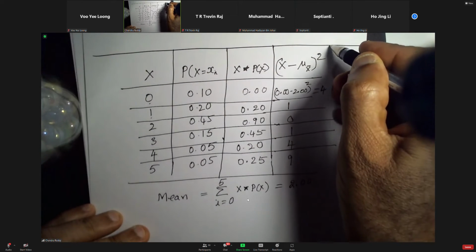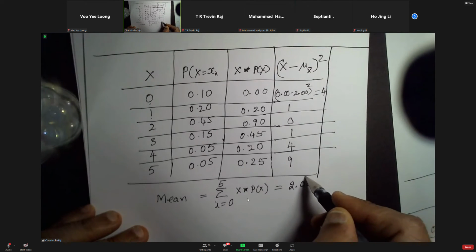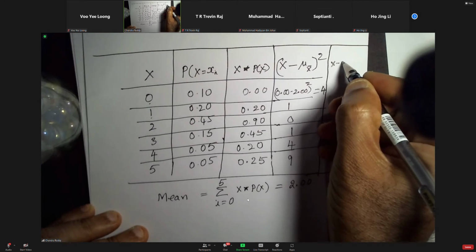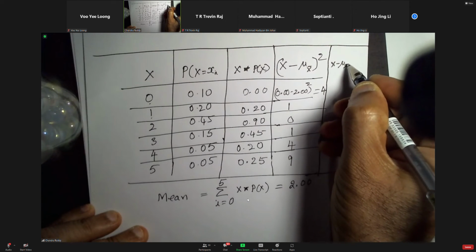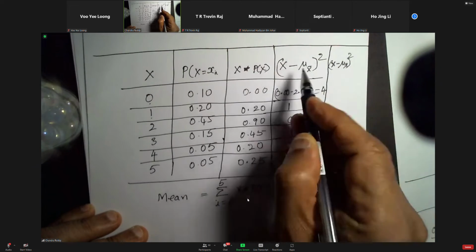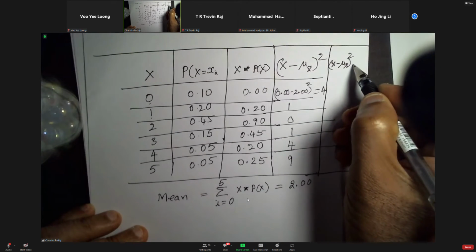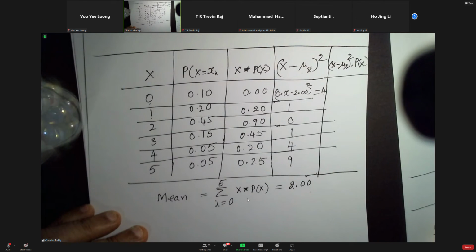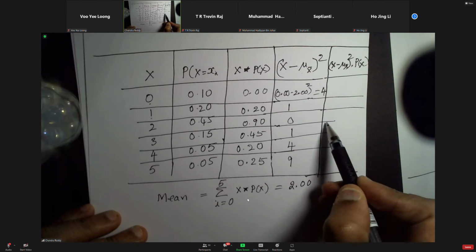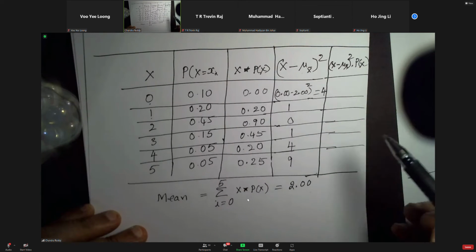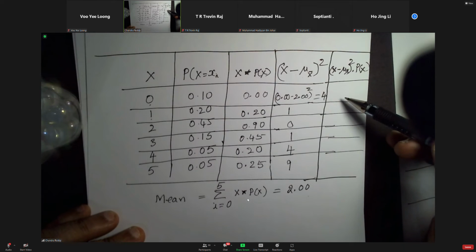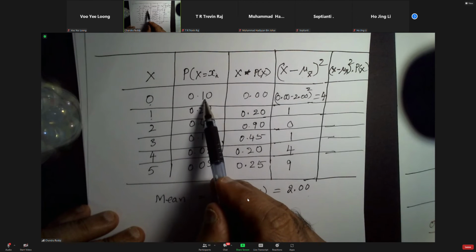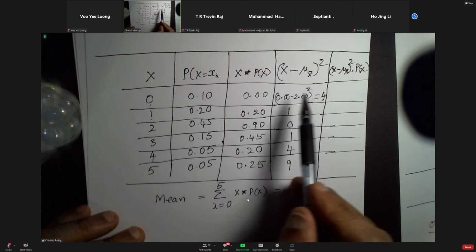Okay, so then you need to prepare one more column. This column is x minus mu x whole square, multiplied by the probability of x. So whatever we have done under the previous column, multiplied by the probability of x. I'll wait for your answer. Please let me know what is the first answer. X minus mu x squared is 4. So what is the probability of this? 0.1. So 4 into 0.1.